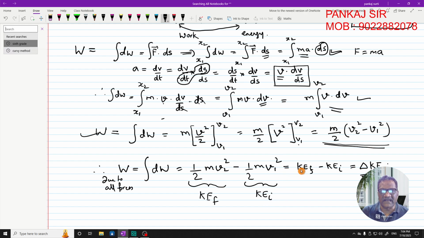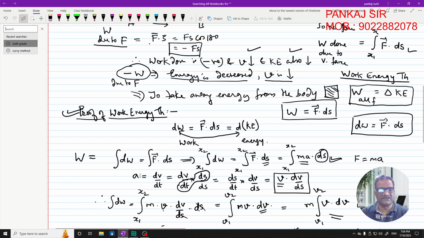So kinetic energy with v1 in the formula will be initial kinetic energy, right? This is equal to kinetic energy final minus kinetic energy initial. And this kinetic energy final minus kinetic energy initial is nothing but the change in kinetic energy. So ultimately you get on the right hand side the change in kinetic energy. So starting with work done by all the forces, you came to this point, that is change in kinetic energy. So this was a derivation, or the proof, of your work energy theorem.